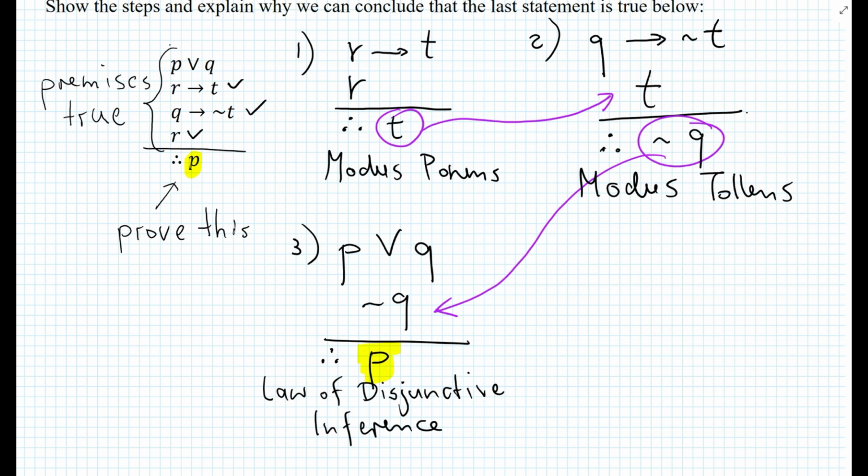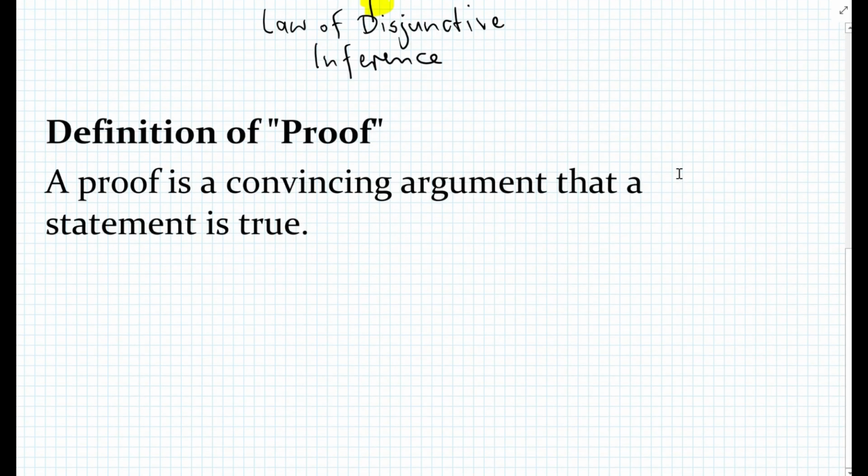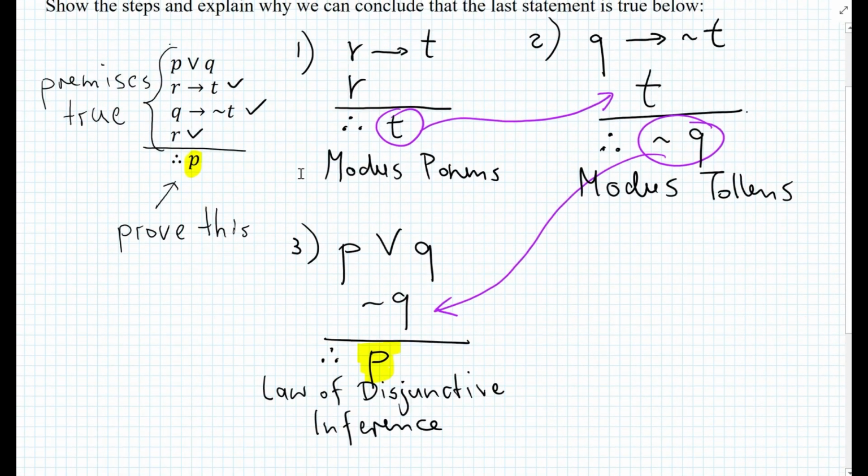So what we just did is a logic proof, okay? And proofs are going to accompany us for the rest of the geometry course here. And as a matter of fact, let me first define what a proof is. A proof is a convincing argument that a statement is true, okay? Now, I hope I convinced you all here that P must be true given all these premises. So we're all convinced now.